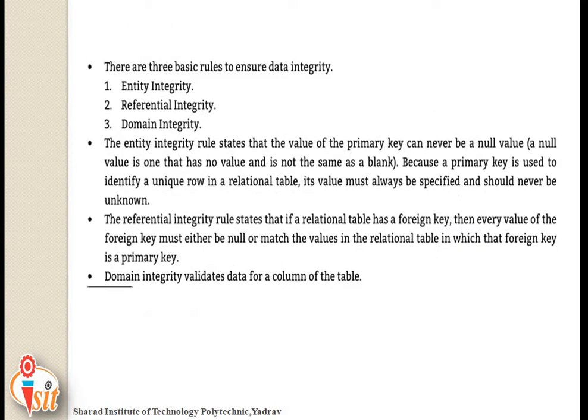There are three basic rules to ensure data integrity. The first one is entity integrity, the second is referential integrity, and the third one is domain integrity. In that we will study in detail about entity integrity and referential integrity. Now what is the definition of those three? The first one is entity integrity. The rule states that the value of a primary key can never be a null value. A null value is one that has no value and is not the same as a blank.